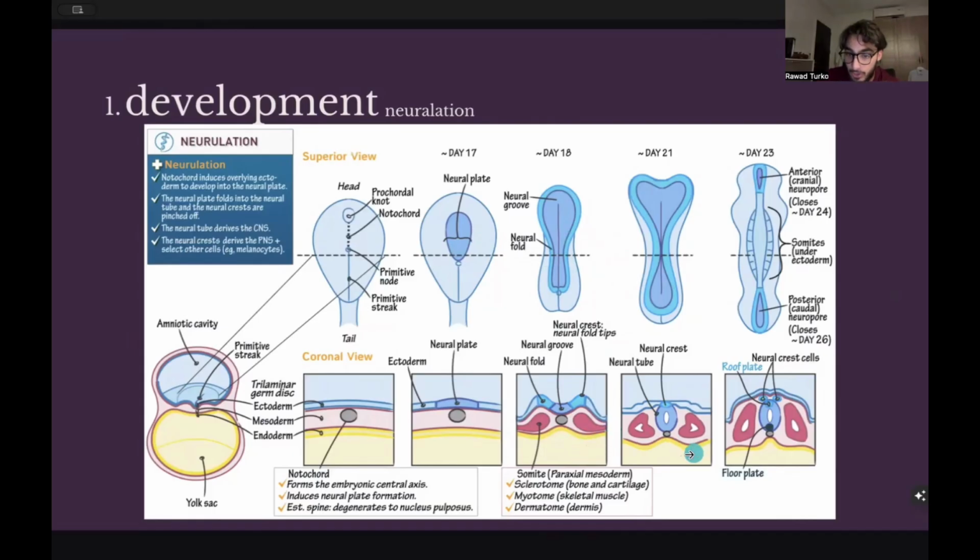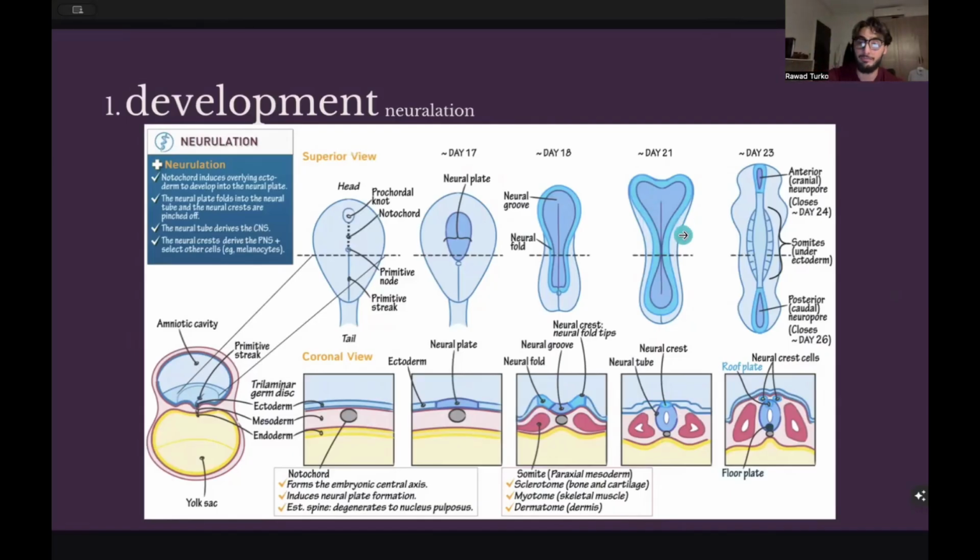This round structure is the notochord, and it induces the formation of this neural tube. If you follow along with this diagram, at around day 17 or 18 this starts to form. The neural fold folds over itself to form the neural tube around the midline, and it continues fusing in both the cranial direction and the caudal direction.